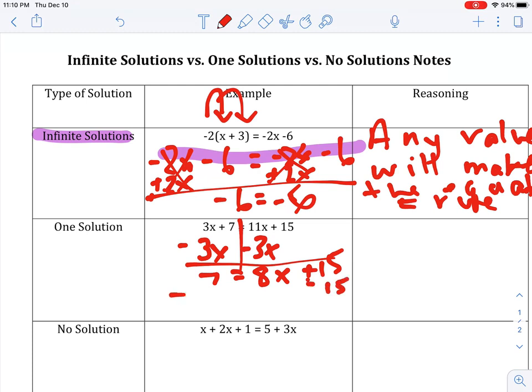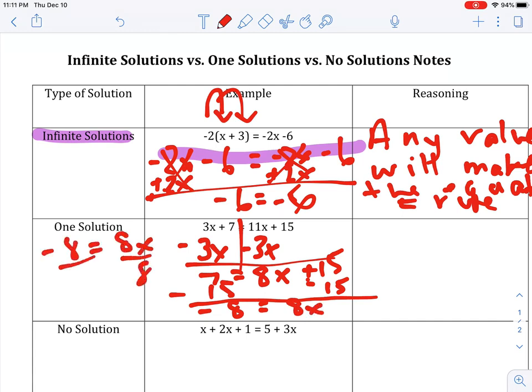Now we subtract 15, and we get negative 8 equals 8x. And when we undo that, we're going to divide by 8, and we'll get negative 1 equals x. So in this case, there's one solution, and that solution is negative 1.